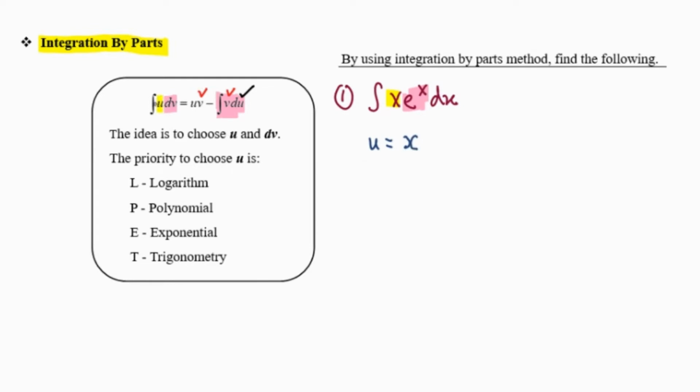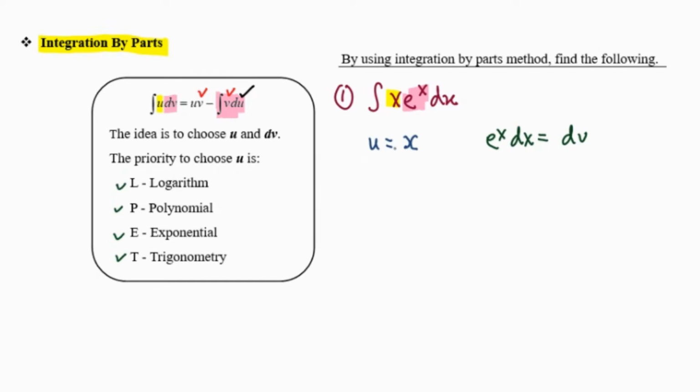Once we decide u as the polynomial function here, the rest of it will be represented as dv. So the rest of it, e^x dx, equals dv. From the one question, we have to identify two parts. The first part is u and the rest of the part will be dv. So how to choose your u? You must follow this sequence.